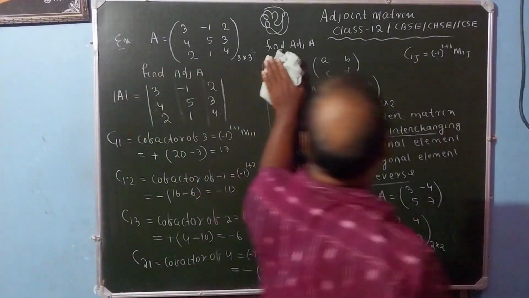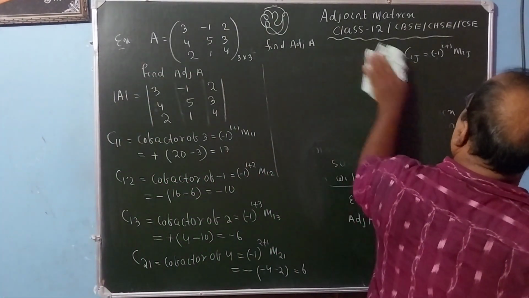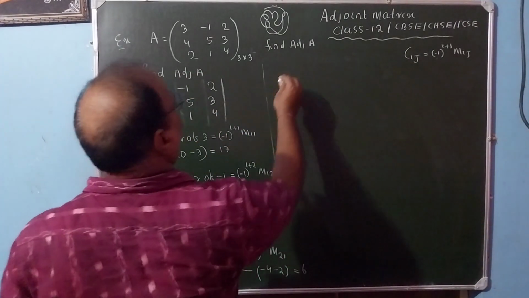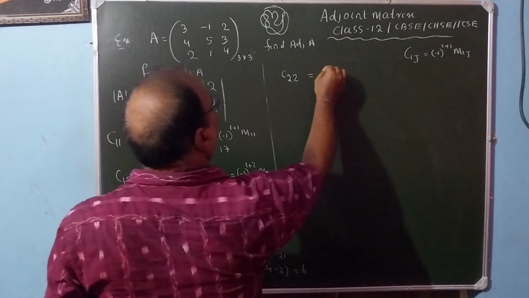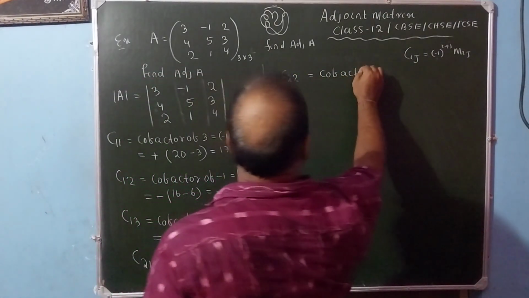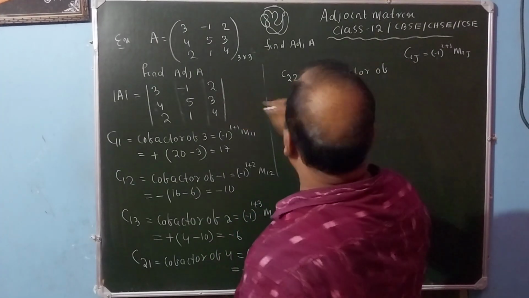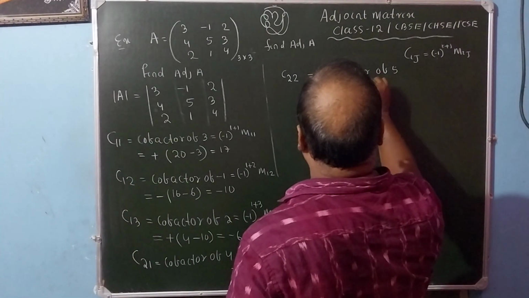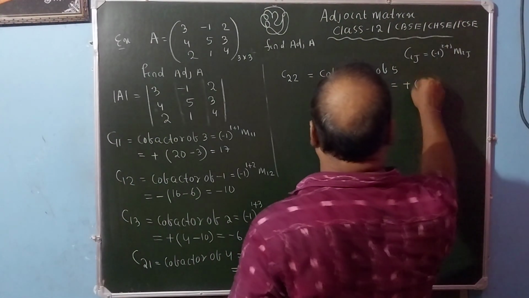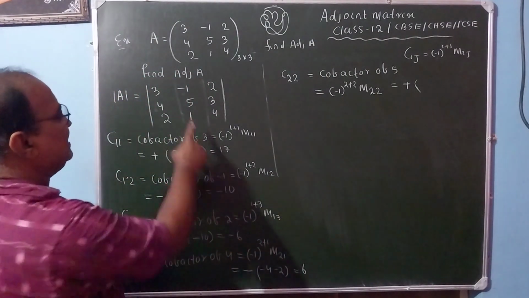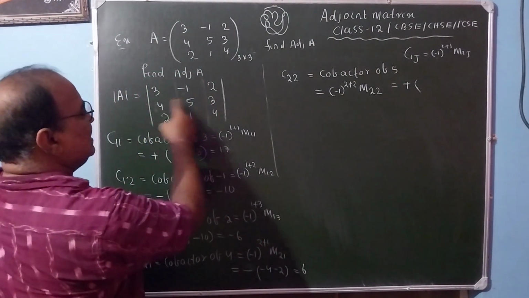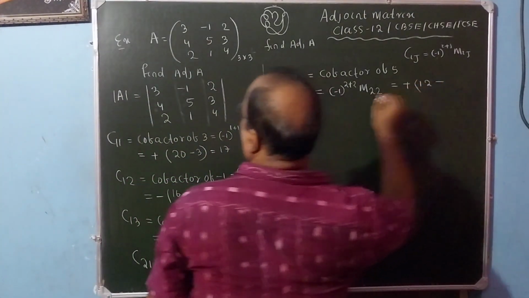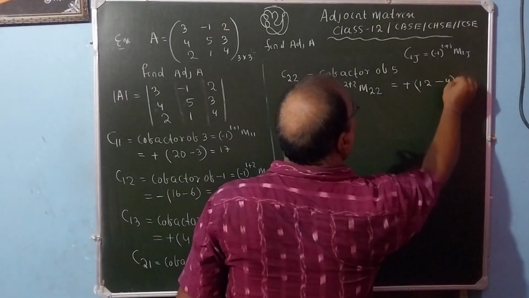Next C22 cofactor of 5, that is minus 1 to the power 2 plus 2 minor of 2 2. Here it is plus. Minus 1 to the power 4 it is plus. This element minor. You have to delete this row and this column. 3 into 4 it is 12 minus 2 into 2 it is 4. So it is 8.